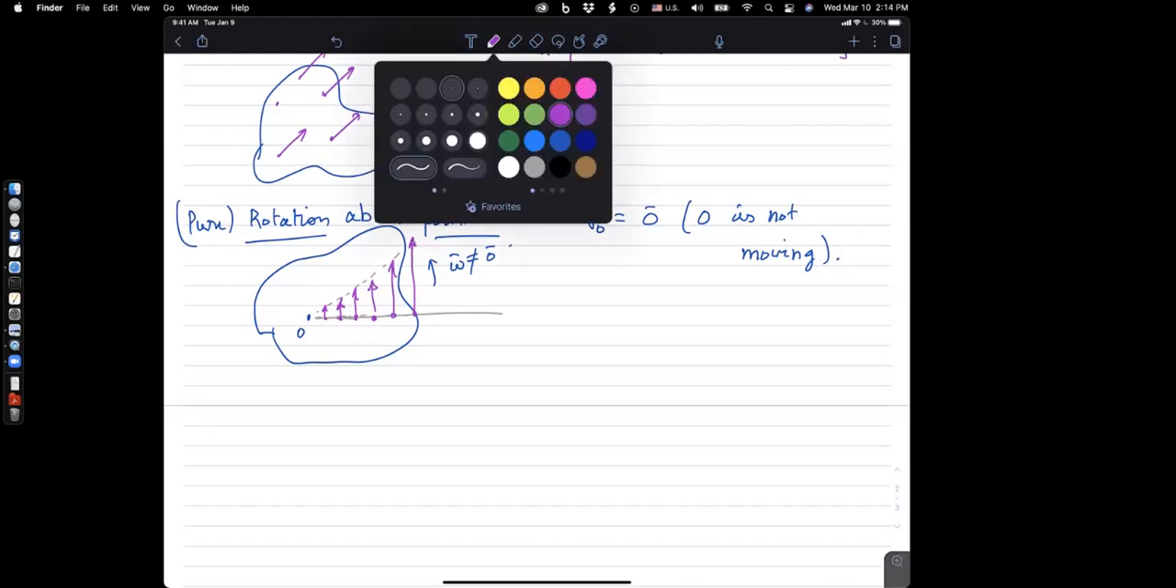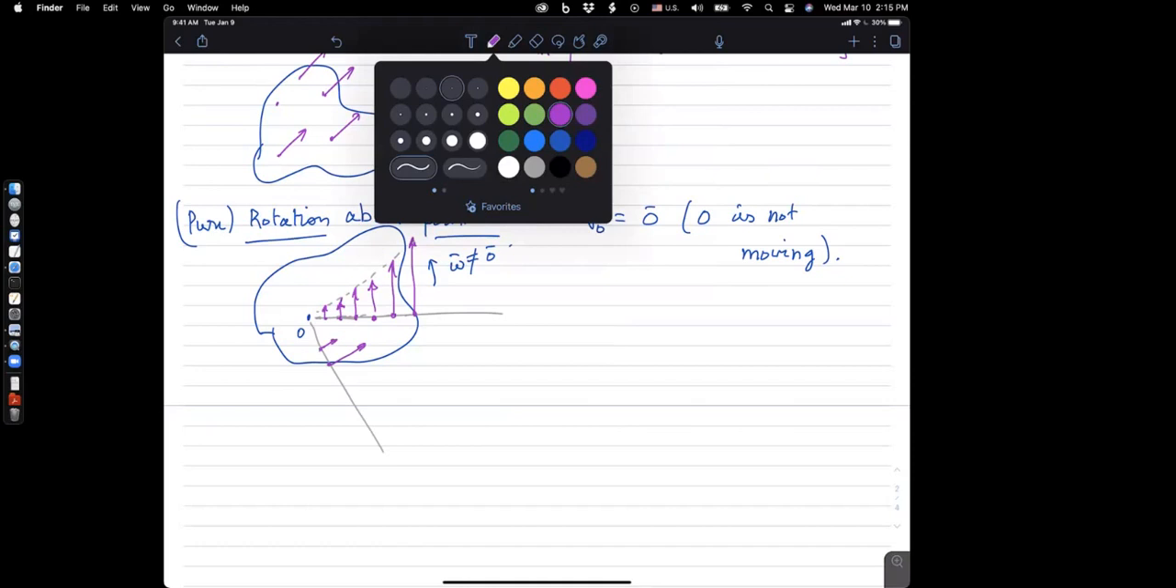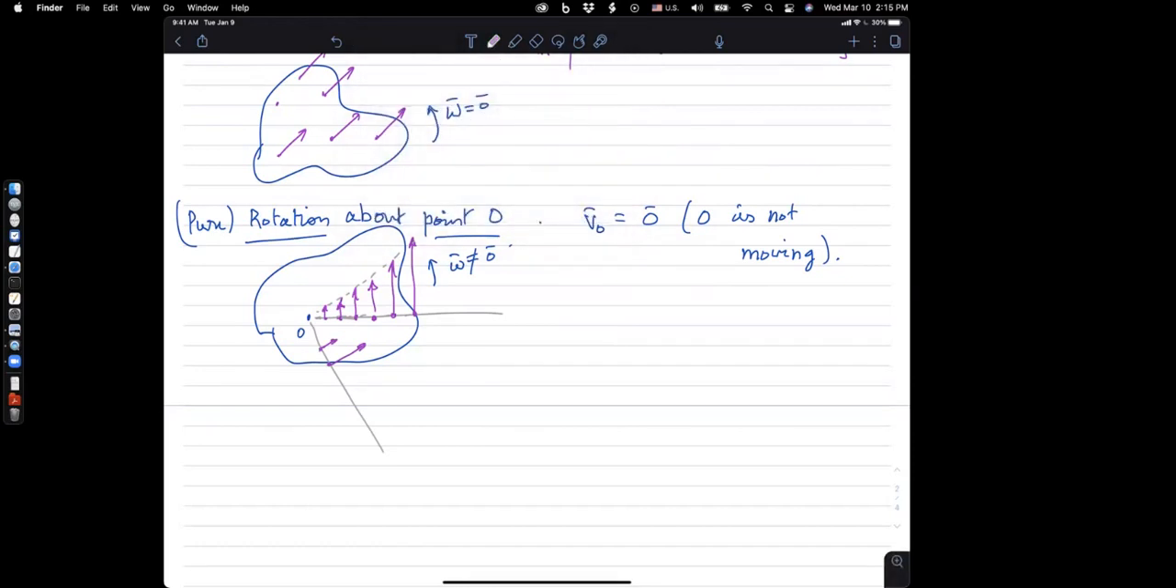And then if you take some other line, let's say that line, then the velocities on this line are going to be again perpendicular, and so on, right? Does this make sense? So that's going to be the velocities of an object rotating about O.